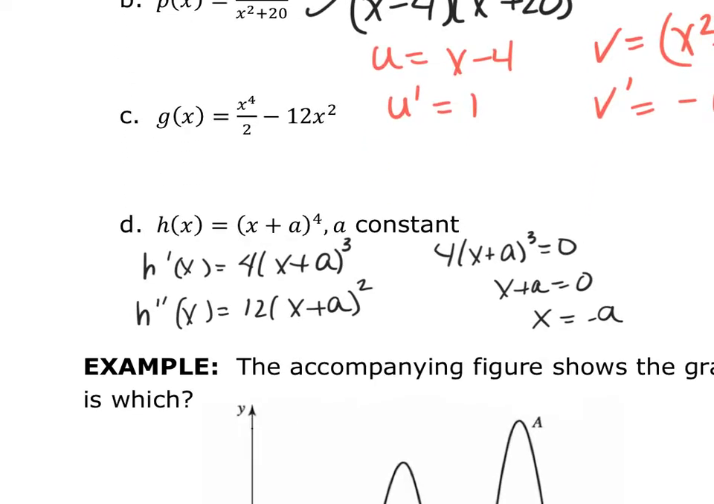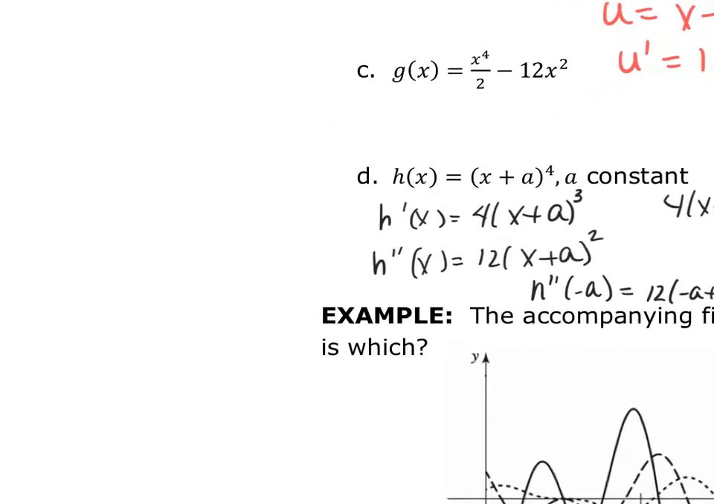So if I were to put in h double prime of negative a, I get 12 multiplied by negative a plus a squared, which is 0. So the second derivative test is inconclusive on this. But I can tell you it's an absolute minimum at x equals negative a, because it's a power of 4. What this graph looks like, assuming this is a, is it looks something like this.